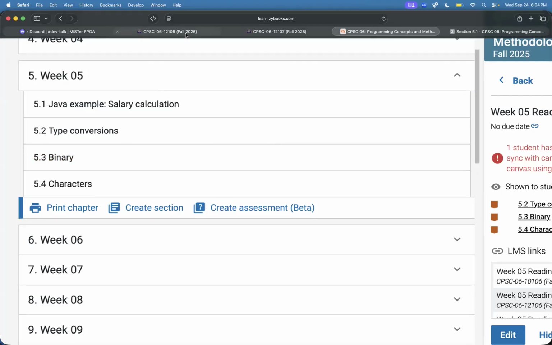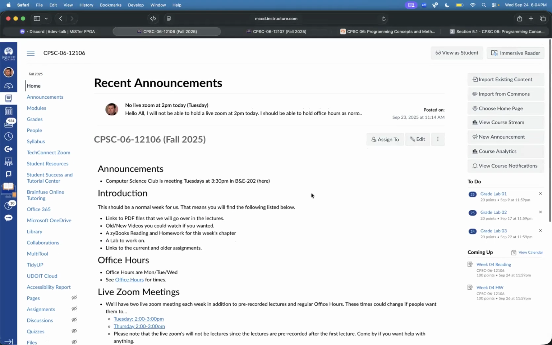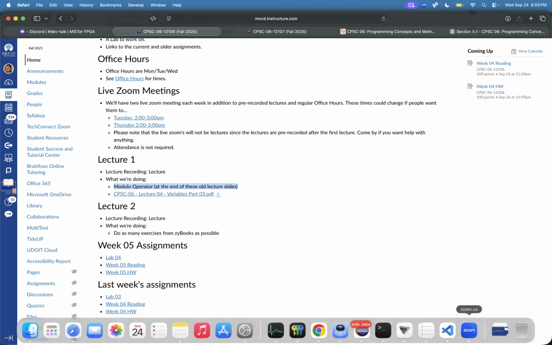Coming back to the class, you'll see that we have lecture slides to look at. It also says modulo operator. I realized that's what it said last week, and I forgot to delete it because I copied the section from there. So we're not actually doing the modulo operator today. We did that last week. But we do need to download this PDF here. So let's do that.